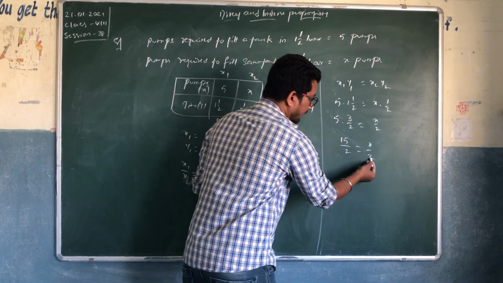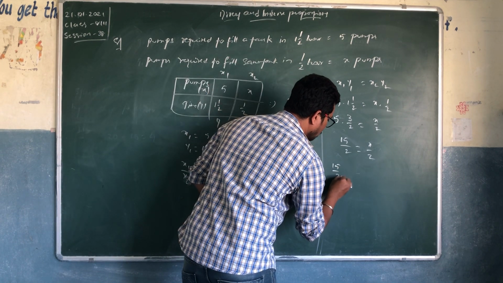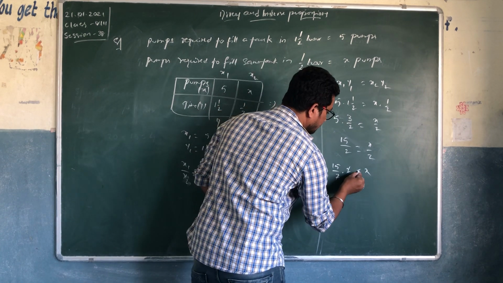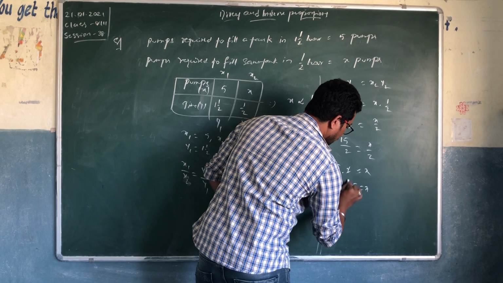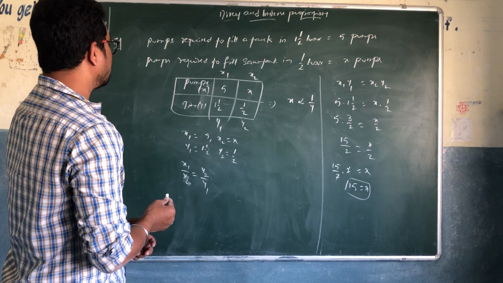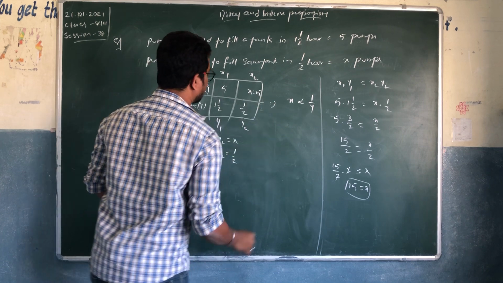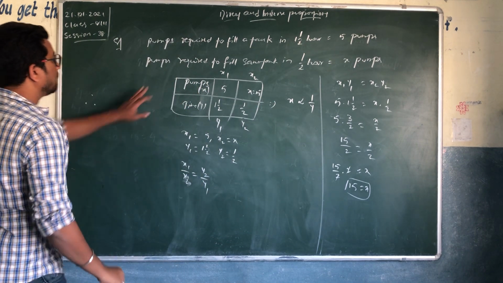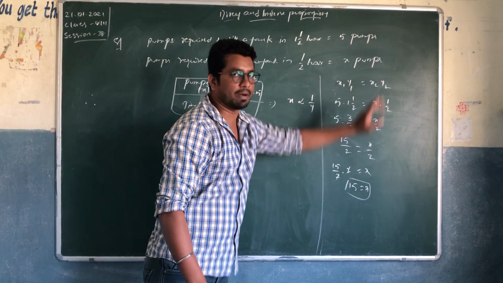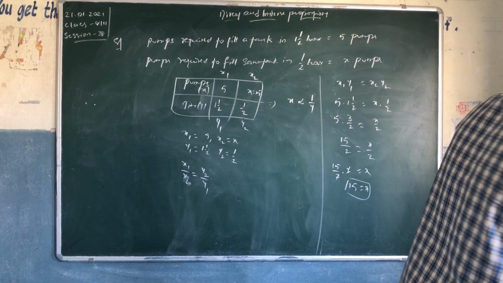Now what I am doing? I am taking this denominator 2 to the LHS. It becomes 15/2 into 2 is equal to X. This 2 gets cancelled. Now 15 is equal to X, right? X is equal to 15. So how many pumps do we require to complete in half an hour? We require 15 pumps. Write down: therefore, pumps required to fill the same tank in half an hour is equal to 15 pumps. Right? That's it. Now let's see the seventh sum.